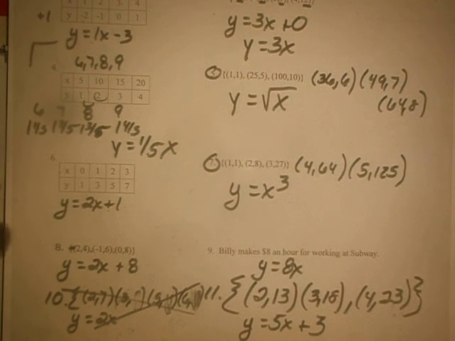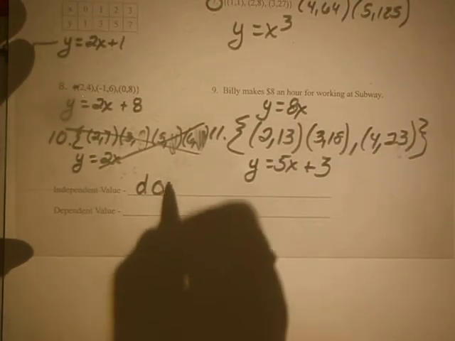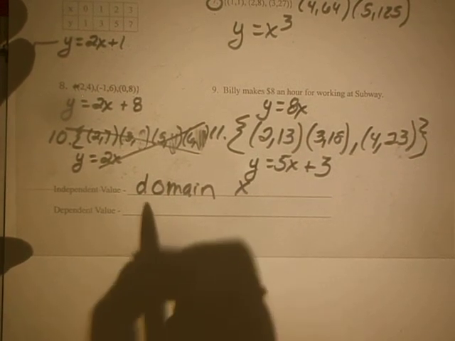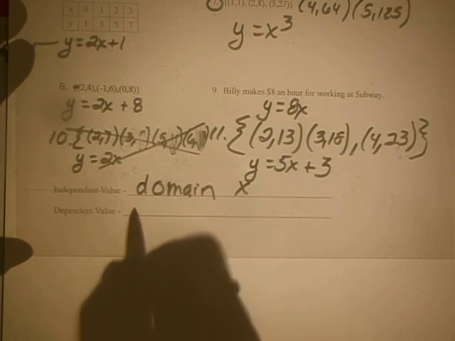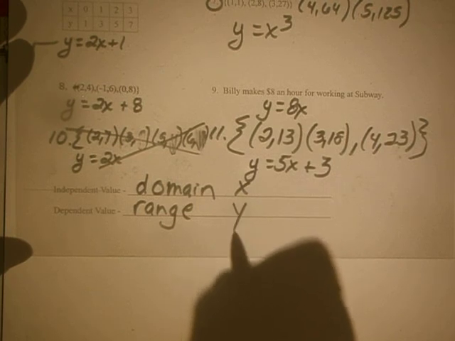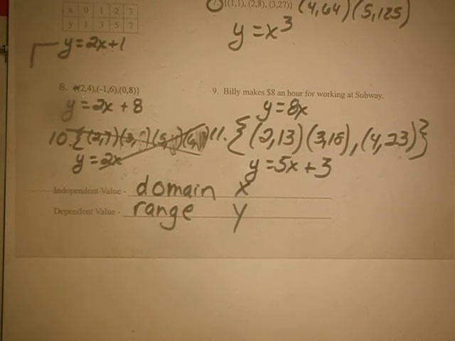And the last thing on this front page, your independent value is your domain value, which is x, and your dependent value is your range value, which is your y. So your independent is your domain, which is your x. Your dependent is your range, which is your y.